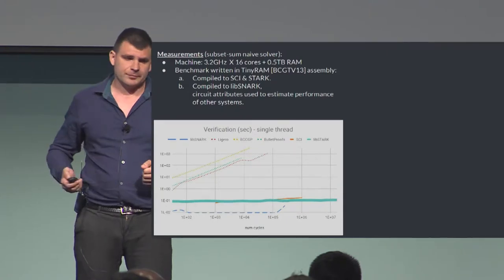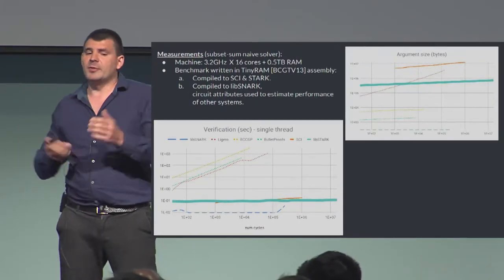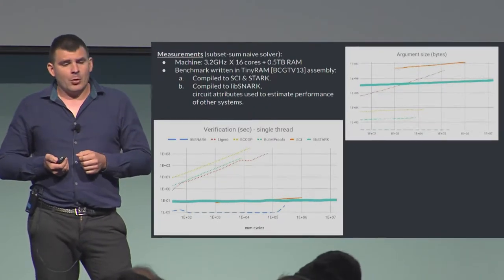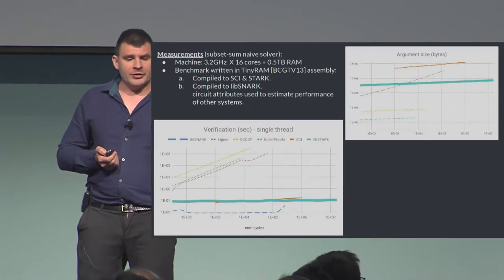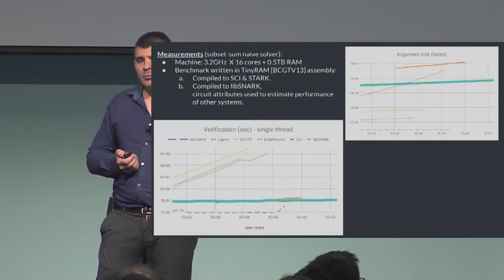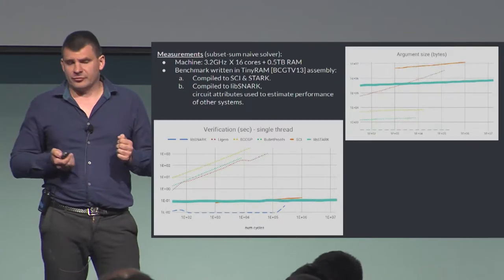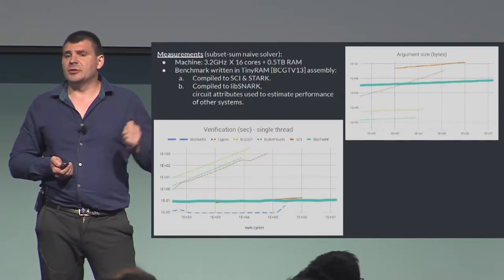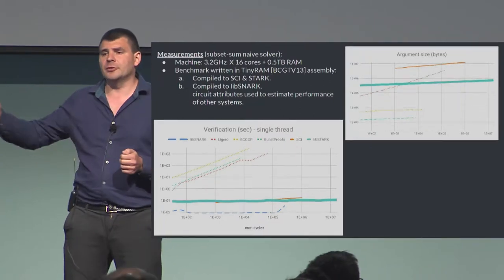so it wouldn't change much even for very long executions. Let's check the argument size, which is like the proof, but it is an argument because it requires some computational assumptions. We can see that the STARK proof is longer than the proof of many other systems. It requires a few hundred kilobytes. But again, it is insensitive to the length of the computation, and it would stay this way even for very long computations.